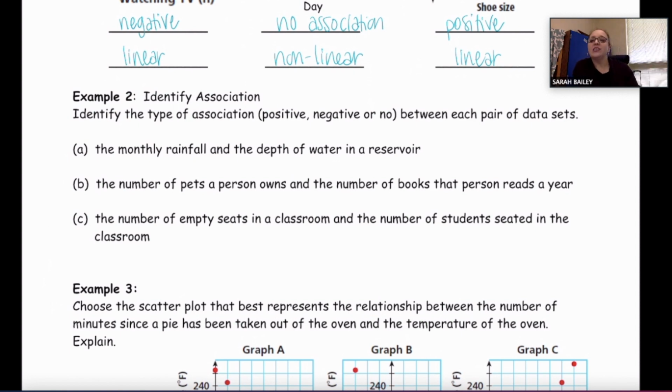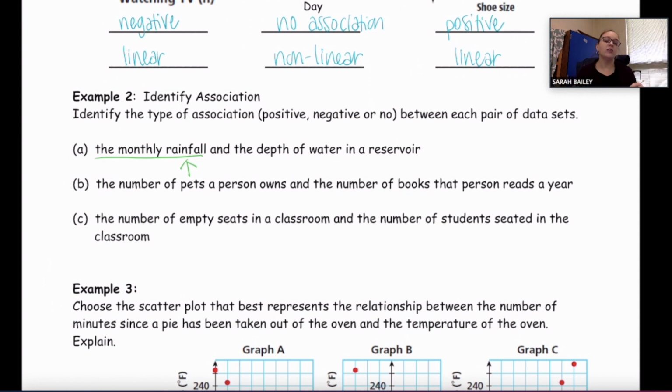So A says the monthly rainfall and the depth of water in a reservoir. When I think about these types of scenarios, I try to think which one is increasing, decreasing, that sort of thing. For example, I'm comparing the monthly rainfall. As rainfall increases, so I'm going to put a little arrow up here. As we have more rainfall, what is going to happen to the depth of water in a reservoir?